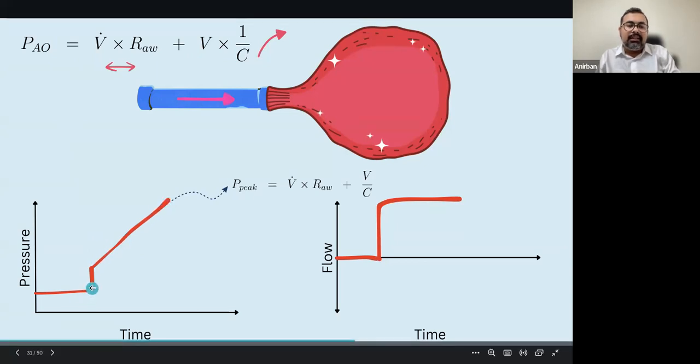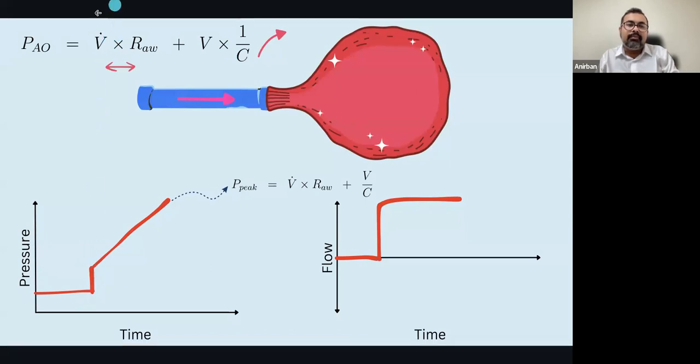Initially there is a jump because suddenly the flow is initiated. This jump is because of the resistive component, and after that this progressive rise is because of progressive increase in elastic component because of progressively increasing lung volume. And we come to the end of the inspiration. After that, there will be no more increase. So this is the peak airway pressure. So what is peak airway pressure? Peak airway pressure is the flow into airway resistance plus volume by compliance.